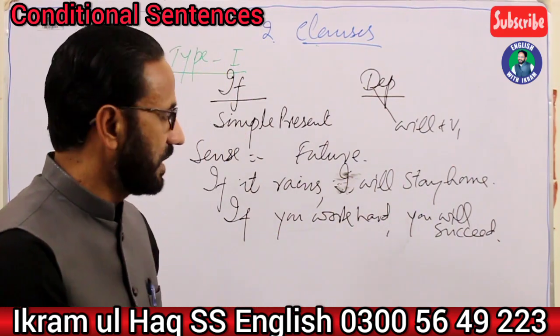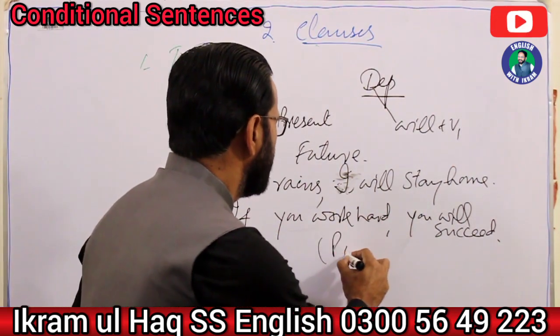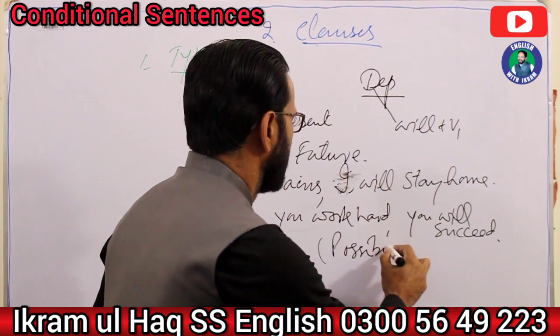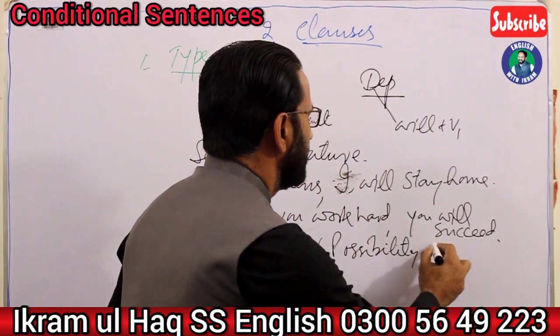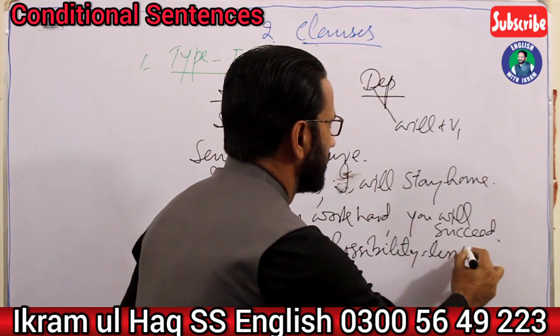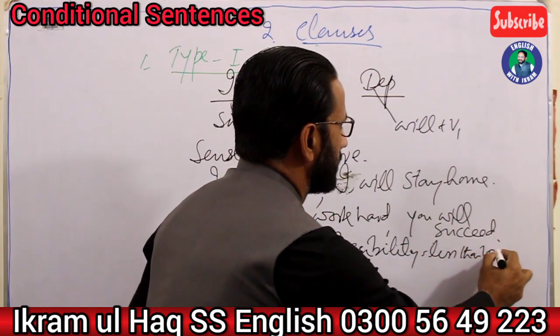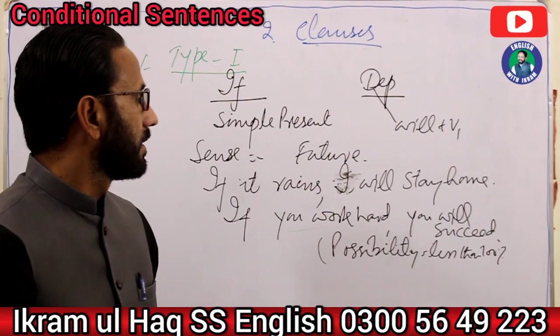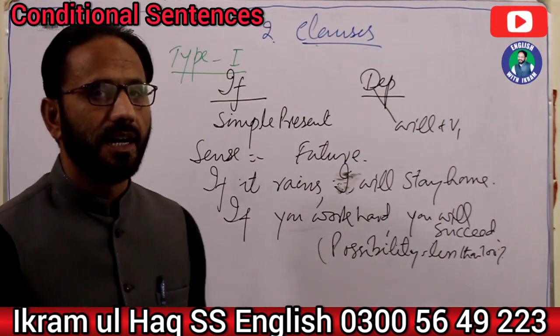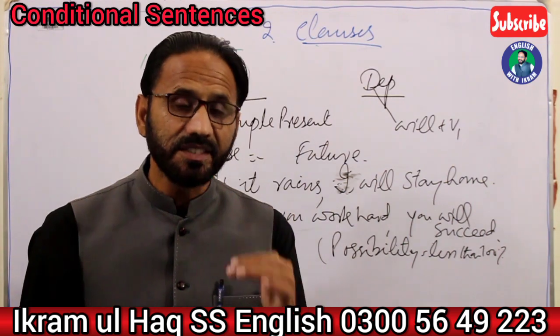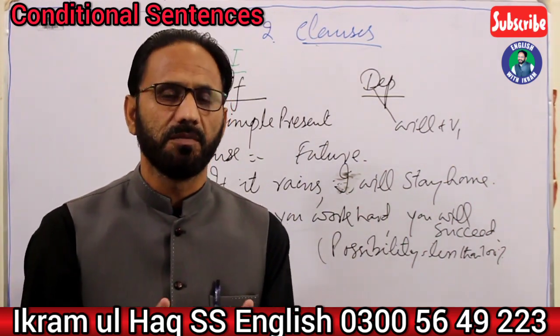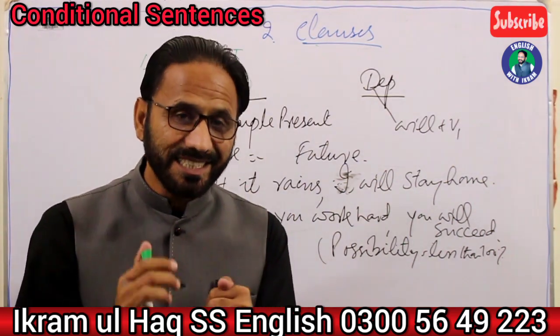One thing that you have to keep in your mind here is that the possibility level is less than 100%. For example, if it rains, I will stay at home. There is less than 100% possibility. I am talking about a possibility which is less than 100%.